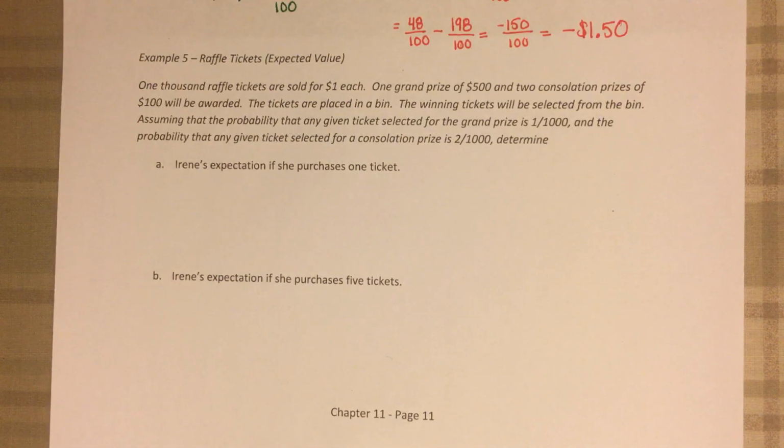Example 5, we're going to set up somewhat similarly. Again, we're looking at an example where we are considering raffle tickets. So 1,000 raffle tickets are sold for $1 each. One grand prize of $500 and 2 consolation prizes of $100 will be awarded. The tickets are placed into a bin. The winning tickets will be selected from the bin.